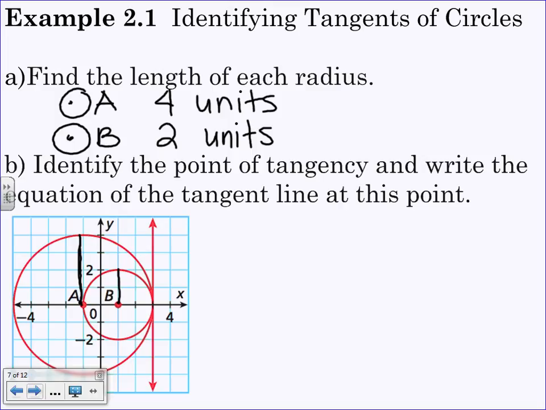So what you did for A, you just counted up, right? Yeah, you could also count down or left or right till you got to the edge of circle A. But I just extended it up because it was easiest for me.